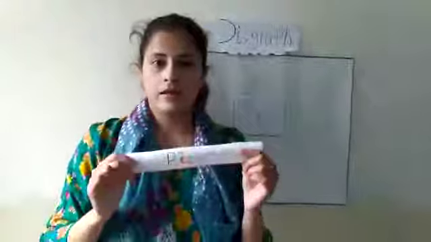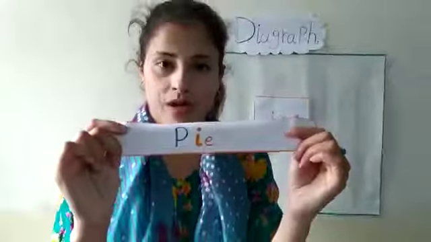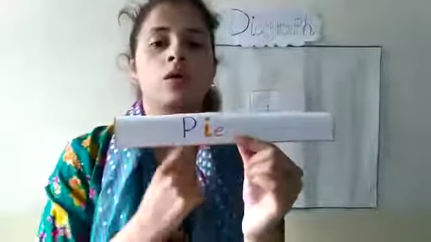Okay, now we are going to read some flashcards regarding the I. Okay, can you see this? The word is pie. What is the first sound?